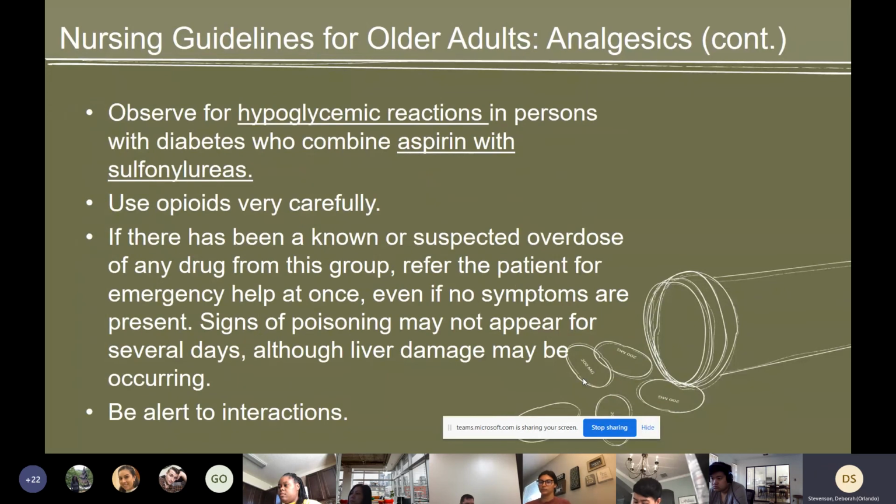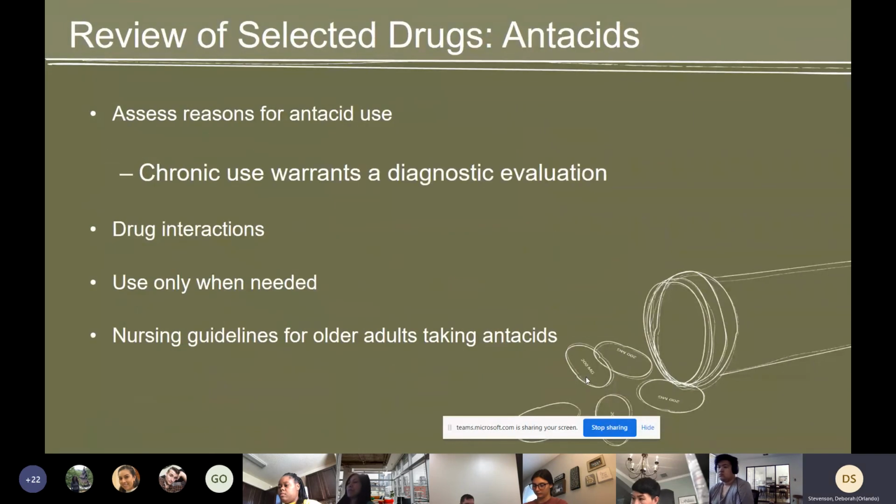So if you have aspirin with a sulfonylurea, we want to be sure that we're watching for a hypoglycemic reaction. And again, some other things too is that because of the liver damage, we know that signs of poisoning, let's say maybe they had an overdose of something, may not show up for a while because of the liver damage. And so it's important to be aware of what's going on with your patient. Make sure you get a good history as well. All right, so that's all on analgesics.